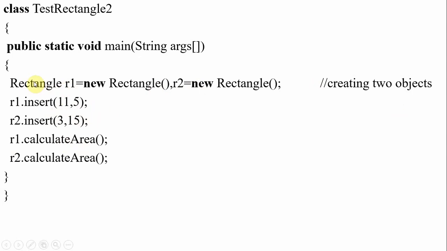This line can be split: Rectangle r2 equal to new Rectangle. That can also be combined like this. They are separated with a comma, that is what I am telling.